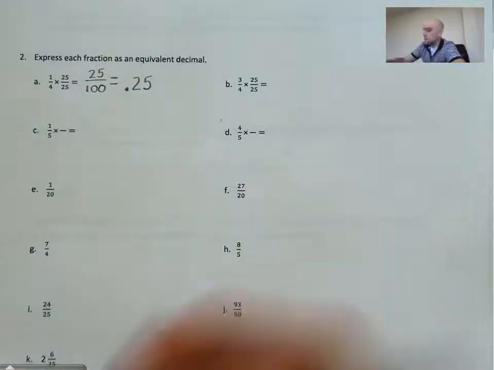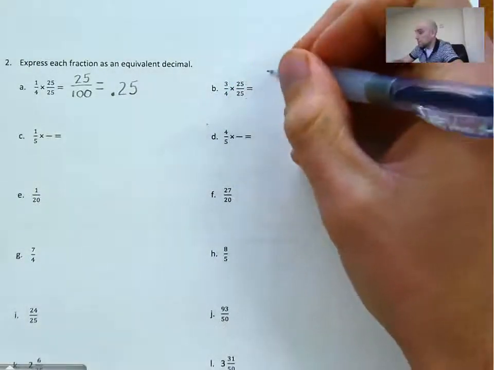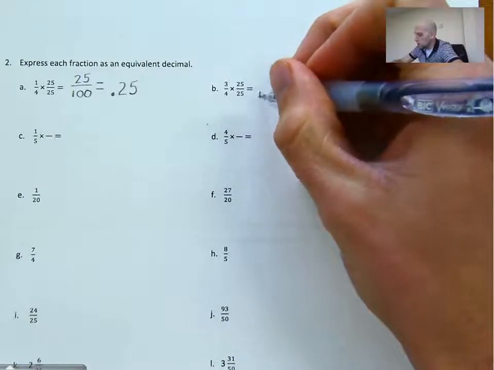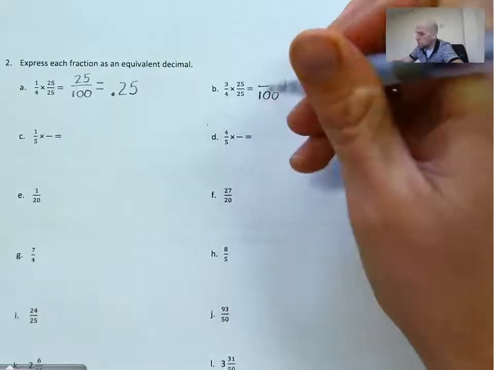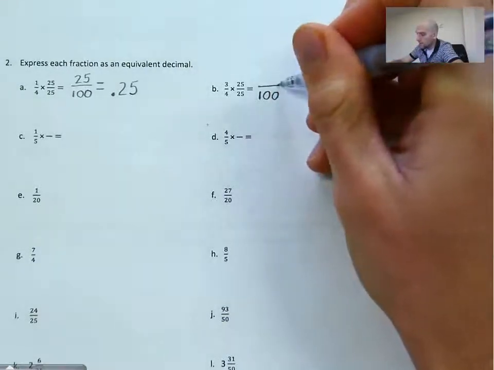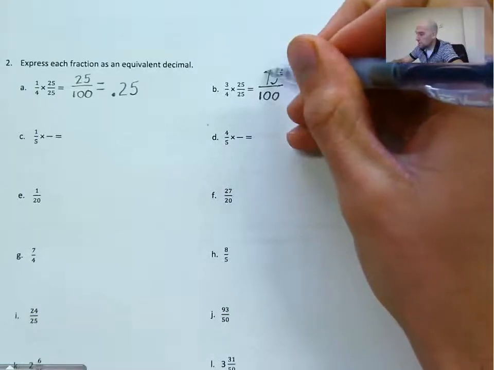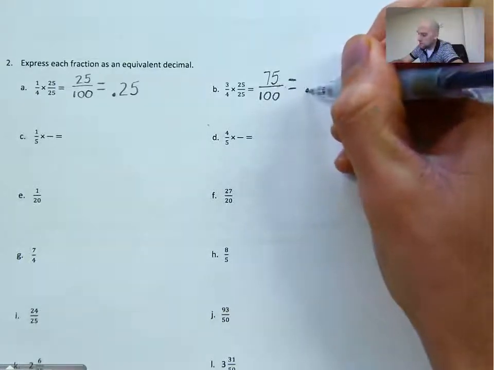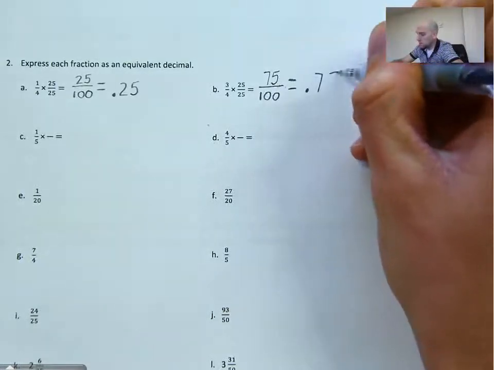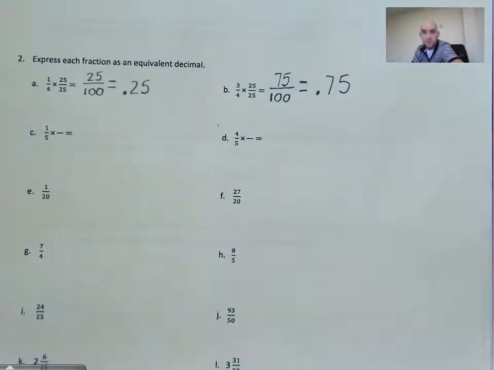Letter B says 3/4 times 25/25 equals, well, our denominator will still be 100. Our numerator is going to be 3 times 25, which is 75. We'll end up with 75 hundredths, which looks like this, 0.75. 75 hundredths. Our 5 is in the hundredths place. Our 7 is in the tenths place.